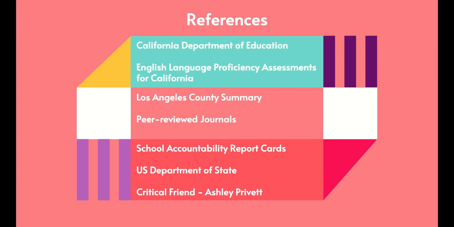My resources include the California Department of Education, English Language Proficiency Assessments for California, Los Angeles County Summary for Data Regarding English Language Learners, School Accountability Report Cards, the U.S. Department of State, and various peer-reviewed journals accessed through the National University Library. I was also able to have my critical friend Ashley Privet review my research study and provide feedback on my introduction, literature review, and methodology.